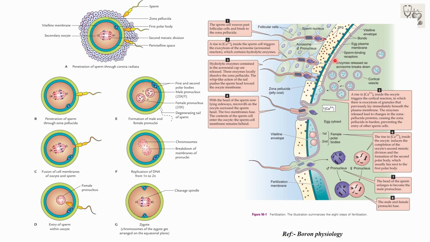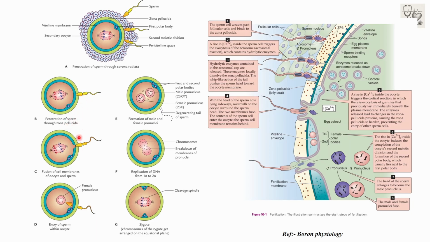This is the diagrammatic representation of what I have discussed in the stages of fertilization. First of all, the sperm comes in contact with the surface of the oocyte and penetrates the corona radiata, then the zona pellucida, then the perivitelline space. This image is showing the penetration of the sperm through the zona pellucida.